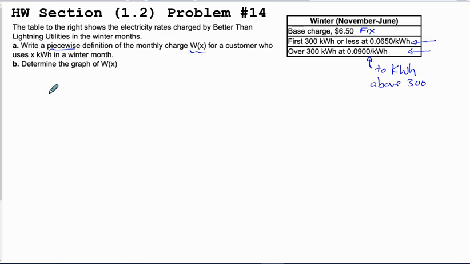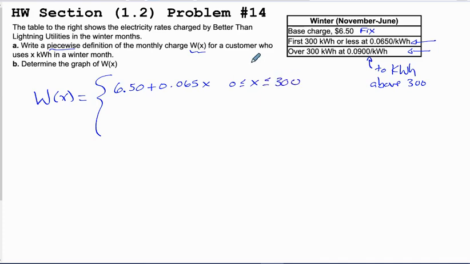So let's start writing our function W of x. We give it a brace because we're going to have two definitions. The first is 6.50 plus 0.065 times x, where x is the number of kilowatt hours. And this is good for 0 being less than or equal to x and x being less than or equal to 300. So this describes the domain of this definition.